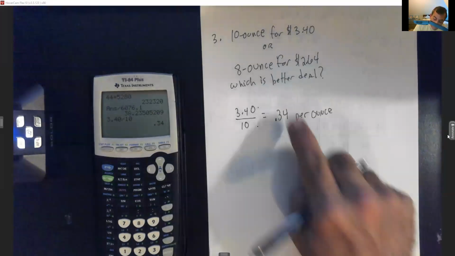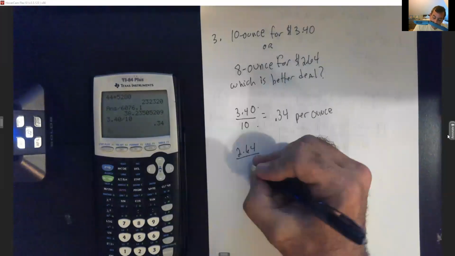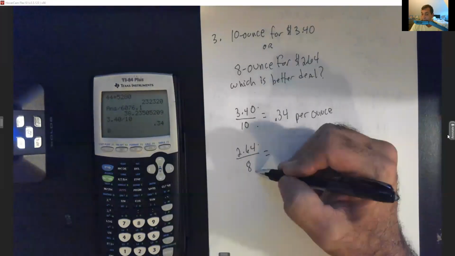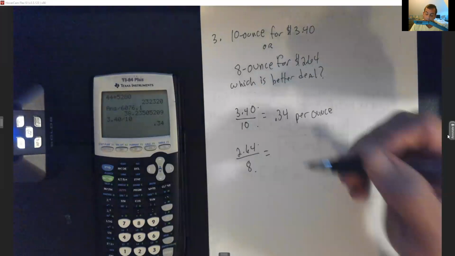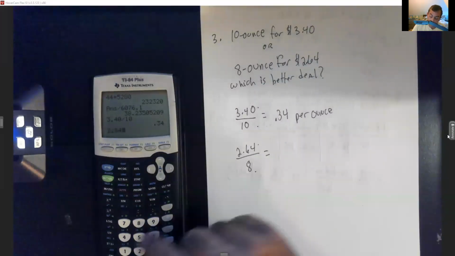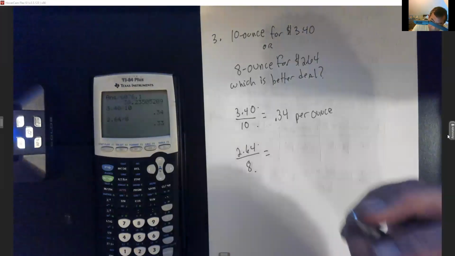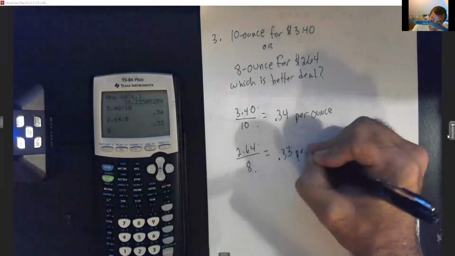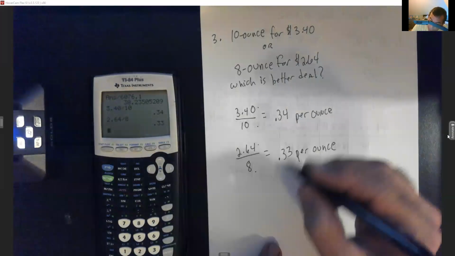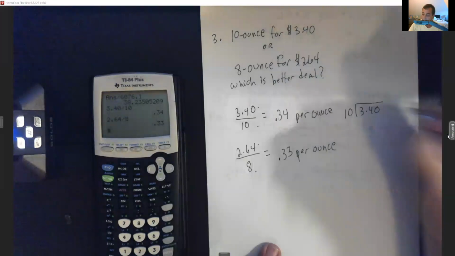So let's check out this one. You paid $2.64. And on it, you had 8 ounces. So if we take the total price, divide by how many ounces we had, we'll get the other one's price per ounce. So here we go. 2.64 divided by 8 equals 0.33 per ounce.